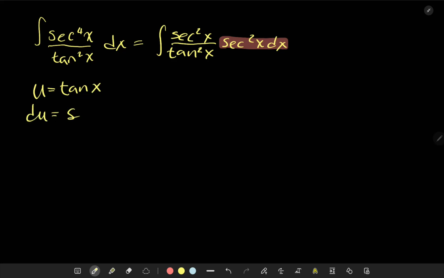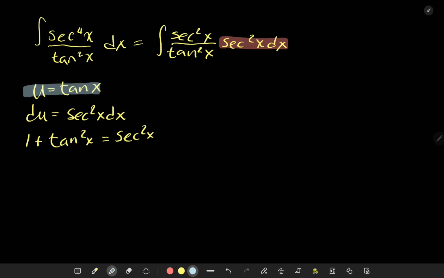Du is just going to be my secant squared of x dx. And I'm going to remind you that 1 plus tangent squared of x is secant squared, because I'm going to need one of those. So what goes where? This u is going to go here, I'm going to be using the 1 over here, and my du is already chosen there.